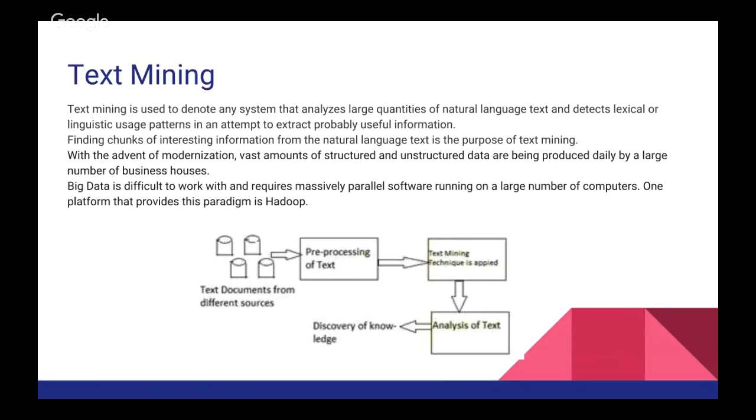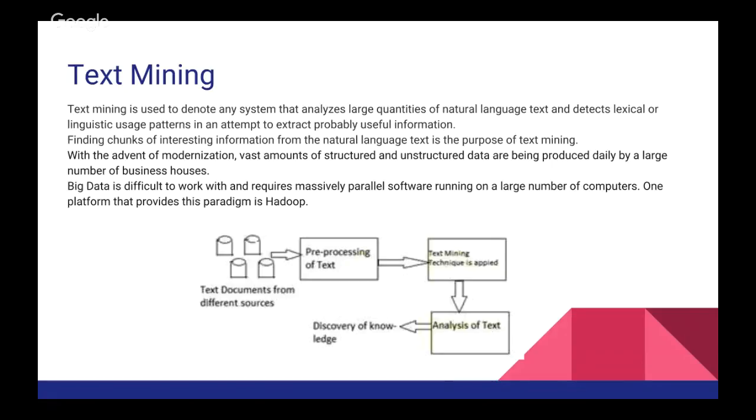With the advent of modernization, vast amounts of structured and unstructured data are being produced daily by a large number of business houses. Big data is difficult to work with and requires massively parallel software running on a large number of computers. One platform that provides this paradigm is Hadoop. Text mining is a relatively new area of computer science, and its use has grown as the unstructured data available continues to increase exponentially in both relevance and quantity.